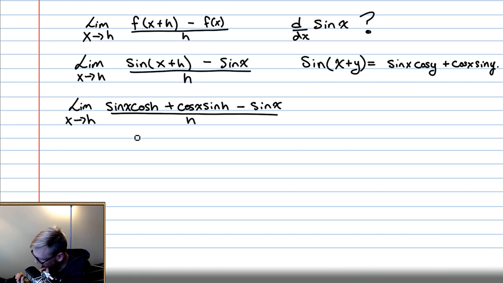Do we use a double angle identity? Or we'll try this. And if it doesn't work, we'll try something else. We got a sine x over here. Maybe we'll try taking out a sine x.